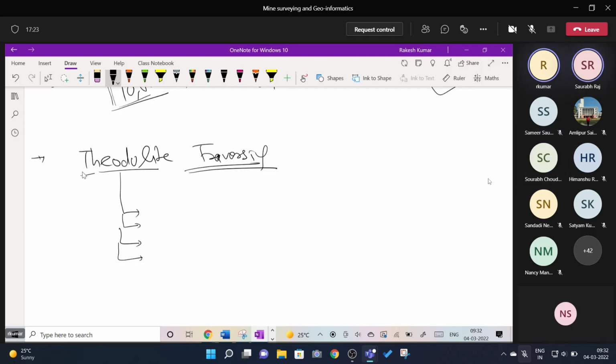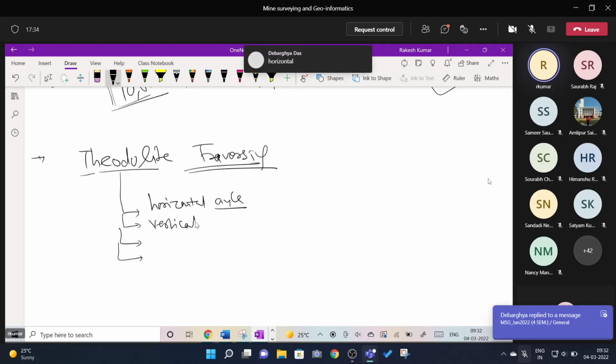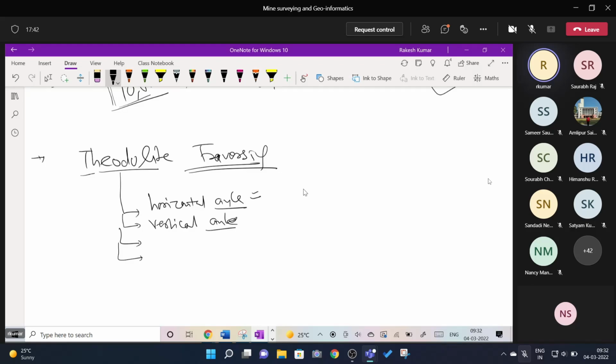Angle between two points from a reference point. Be specific: we are talking about the horizontal angle. We can also measure the vertical angle. That experiment we have done, there are two methods, reiteration and repetition. I will not go into that detail. After 5 minutes I will just focus on numericals.